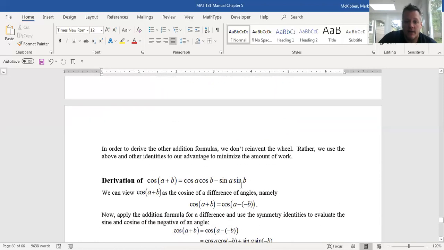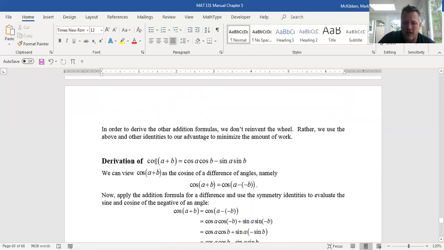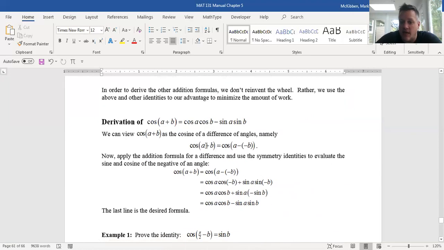Okay. And also, the minute you prove one of these, you have the other ones. And here's why. This is the other one. The cosine of a sum is the same thing, but with a minus sign. The reason for that is I can always view a sum, A plus B, as a difference, right? In other words, A plus B is really A minus a negative B.